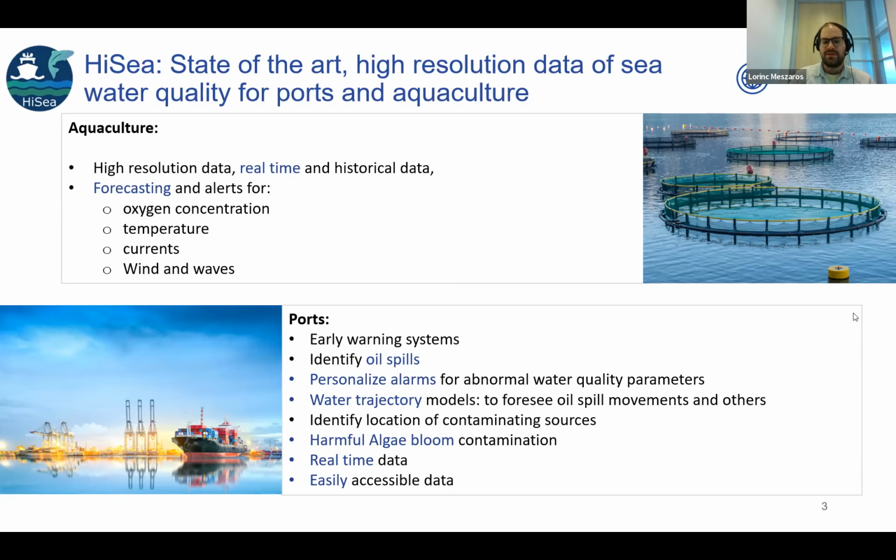And that means that we are calculating basic hydrodynamic variables like water levels or currents, but also we are using it for water quality applications related to, for example, oxygen and temperature. That's quite important for the cages, fish cages. And ultimately, this can become an early warning system for oil spills, contamination like harmful algae bloom. So it has a wide range of application, but we are focusing here on the portability.